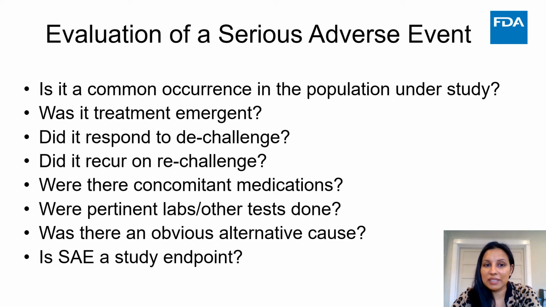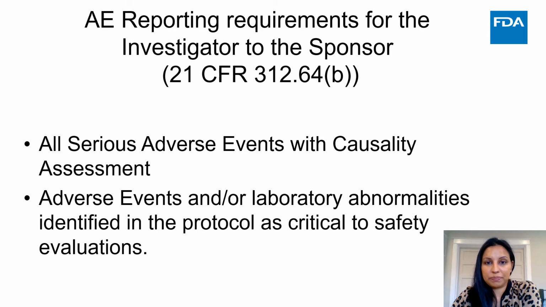These should be collected, and the following should be considered. Is it common in the population under study? I think that's something to take into account as we talk about older adults with critical illness or serious illness. Was it treatment emergent? How does it respond to de-challenge? Did it recur on re-challenge? Was there an obvious alternative cause? Also worth discussion here, and worth noting as you're collecting this information, is SAE a study endpoint?